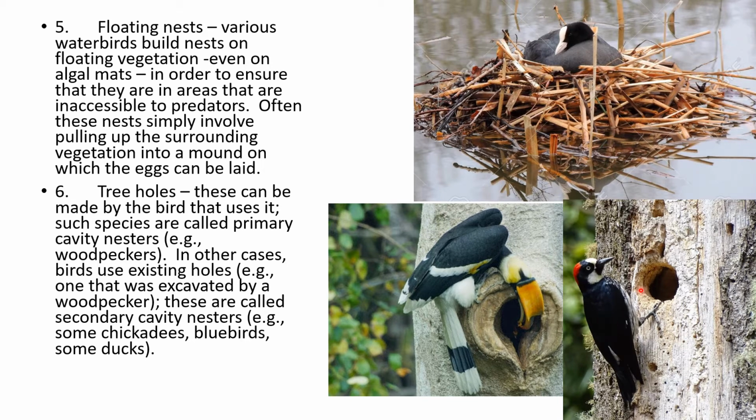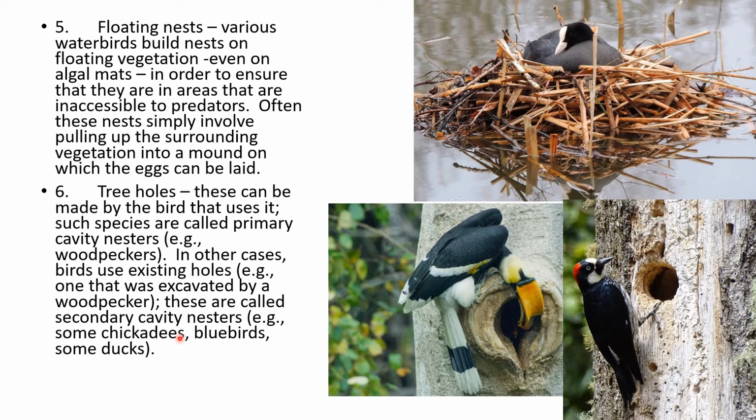It's a small woodpecker which has the ability to dig a hole in the tree bark or in the cortex of the cork of the tree. So they are called primary cavity nesters. That means they dig the nest.